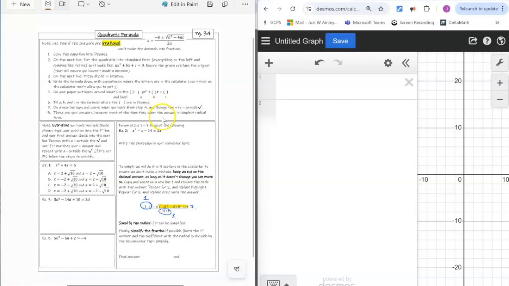Okay, so what do I do when I'm asked to solve or write in factored form something that is irrational? And what does irrational mean? Irrational means you cannot write it as a fraction or decimal. The decimals do not terminate or repeat. What do I use? I use a special formula called the quadratic formula.